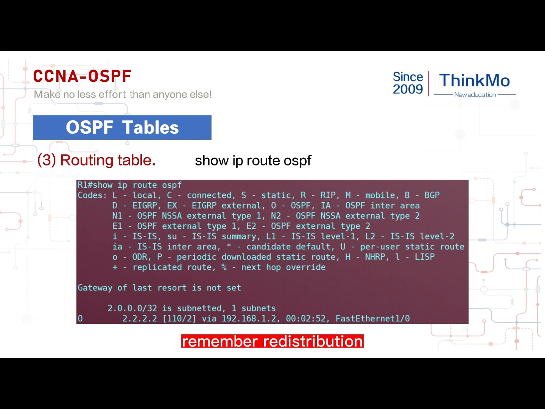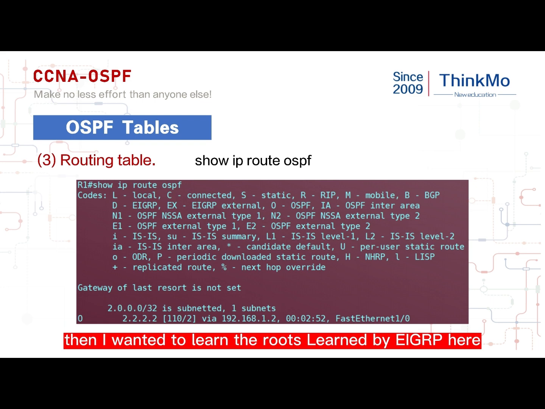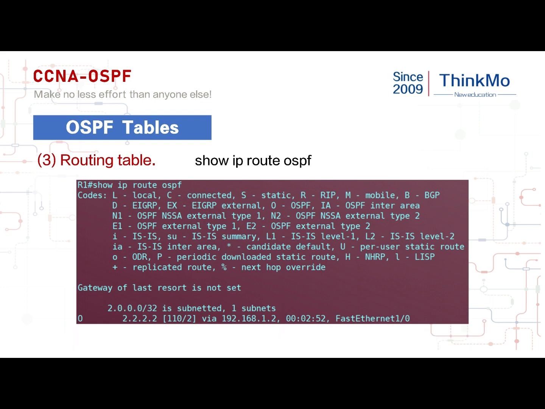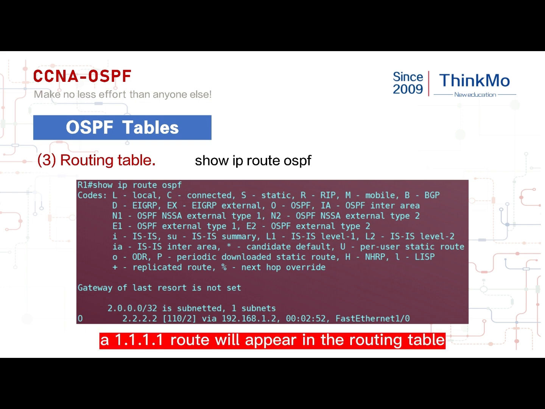Remember redistribution? The left side of this device is EIGRP, and on the right is OSPF. Then if I want the routes learned by EIGRP here to be learned on the OSPF side, I'll redistribute them in. This is also known as route redistribution. If there is a 1.1.1.1 route here, a 1.1.1.1 route will appear in the routing table. OE2 is the representation in Cisco.